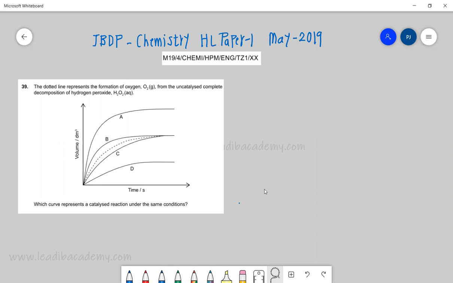Interesting question, number 29. The dotted line represents the formation of oxygen from the uncatalyzed complete decomposition of hydrogen peroxide. Okay. Which curve represents a catalyzed reaction under the same conditions? Very interesting question involving both chemical kinetics and equilibrium.